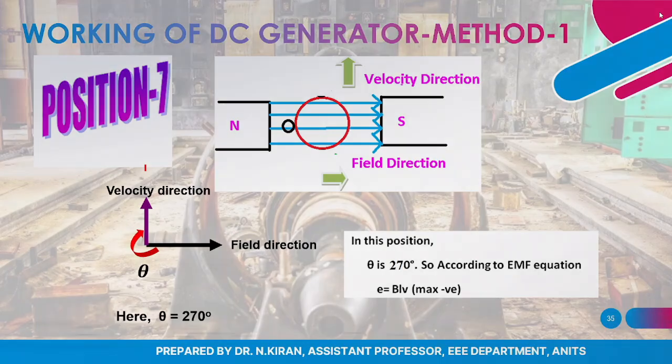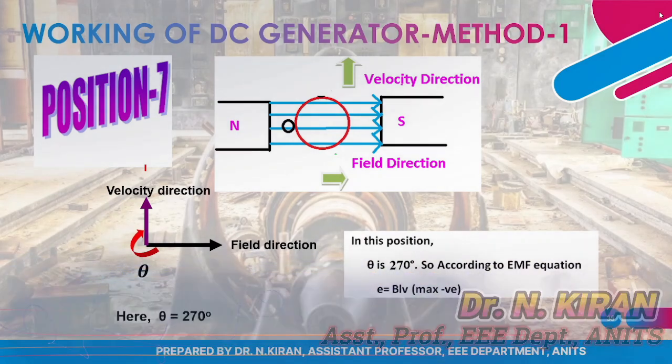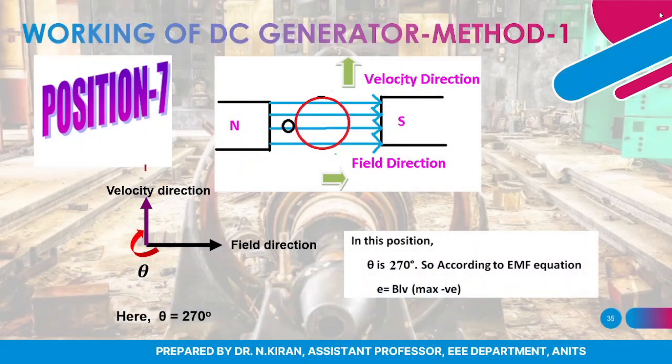And in the 7th position, the angle existing between velocity component and field component is 270 degrees. So sine 270 is minus 1. Therefore in this position, according to my expression, E is equal to BLV sine theta, it is negative maximum value.